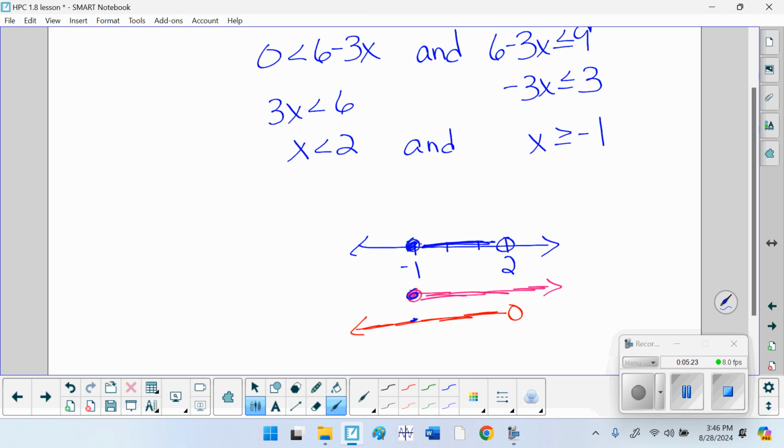And in interval notation, that would be -1 included, so we put the bracket around that one, and then 2 is not included, so the parentheses.